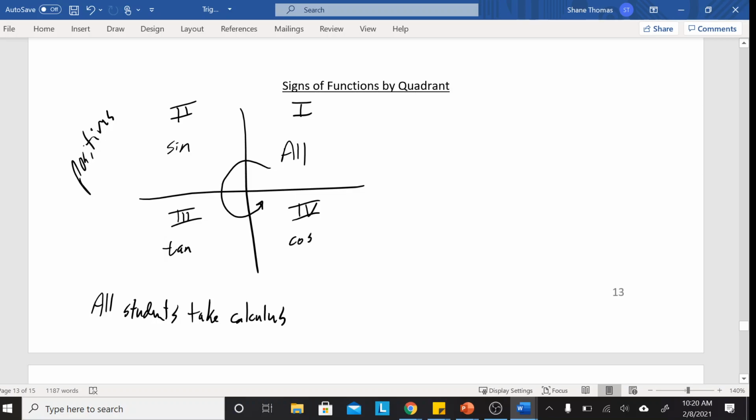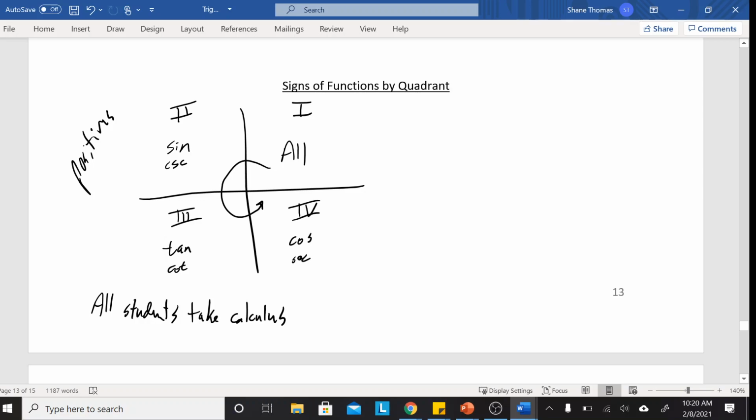Now, obviously, the ones that are paired up will also be positive as well. We focus more on sine, cosine, and tangent because that's the basis for everything. Sine is paired with cosecant, so that would be positive here. Tangent's paired with cotangent, so that would go there. And cosine is paired with secant, so that would be there as well. But based off of that, all students take calculus.